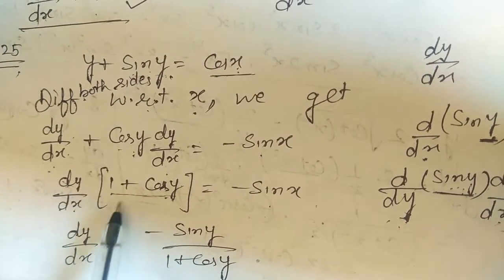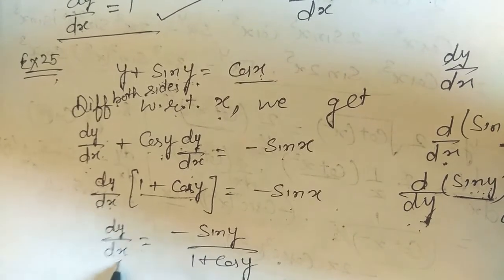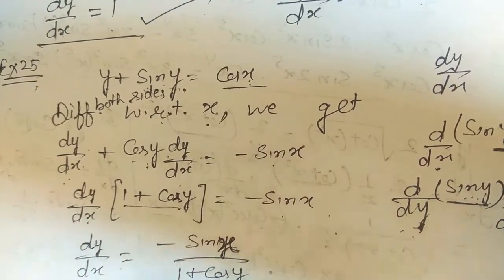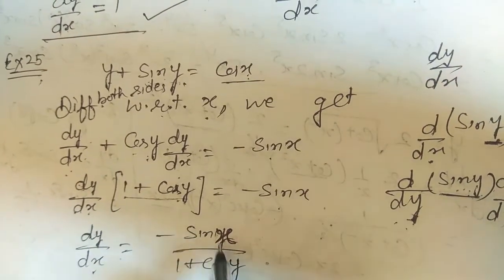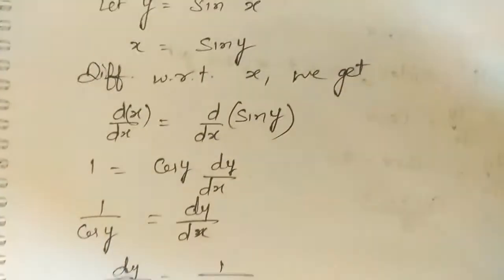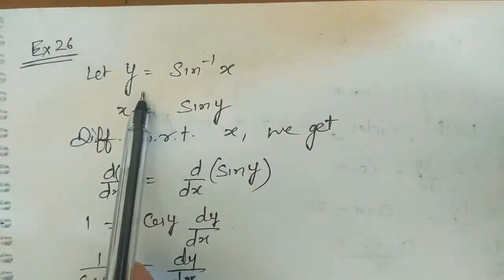And 1 plus cos y will divide on the right hand side. So dy by dx is equal to minus sin y minus sin x upon 1 plus cos y. It is minus sin x upon 1 plus cos y. Now in the same, here we will discuss about inverse trigonometric functions derivative also.